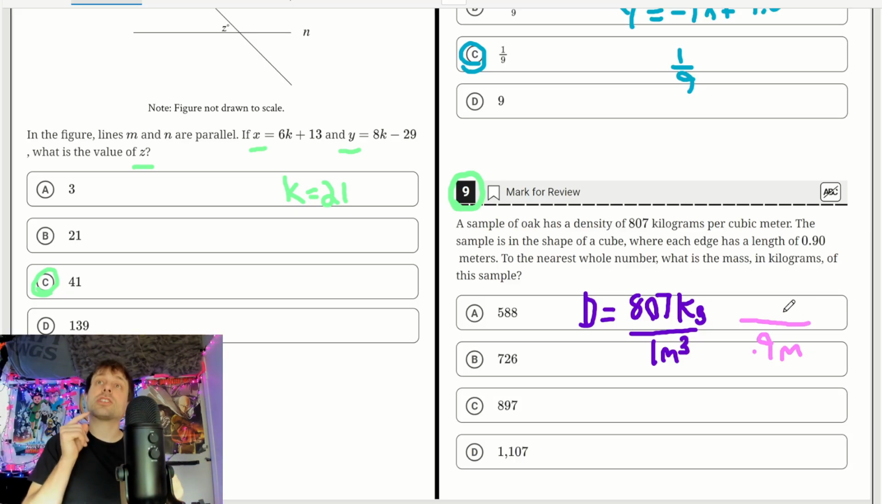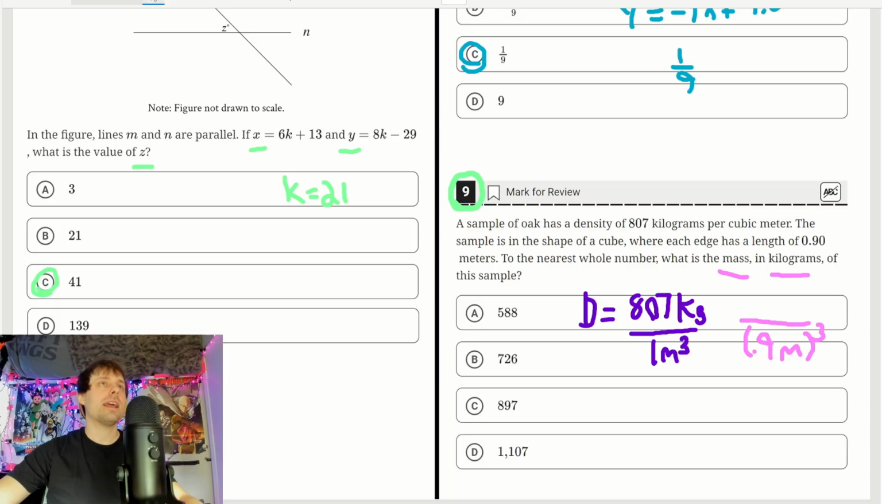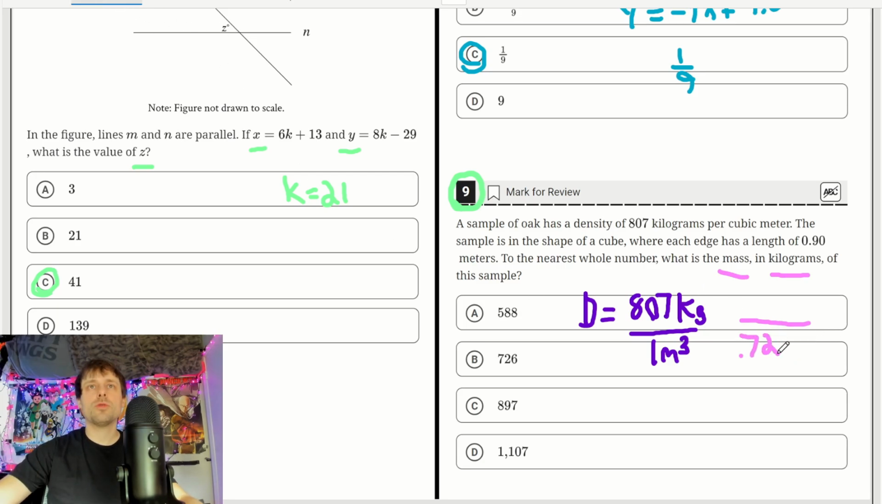But again, they started with meters cubed. They gave us a length. Just to confirm, they do want the mass in kilograms. So we're kind of staying in this density format. So I don't want a length, I want volume. So all you have to do is cube that 0.9 meters. 0.9 meters cubed, we should get 0.729 meters cubed. So again, it looks like it's a little bit smaller than our starting fraction here.